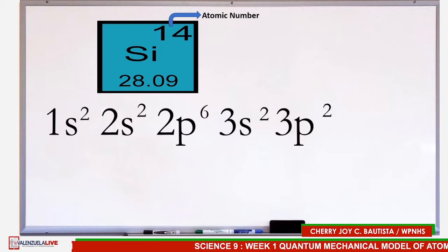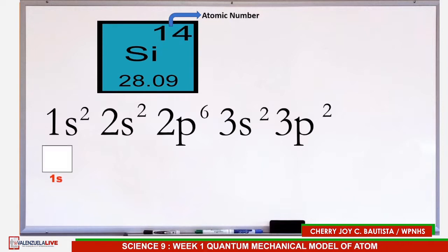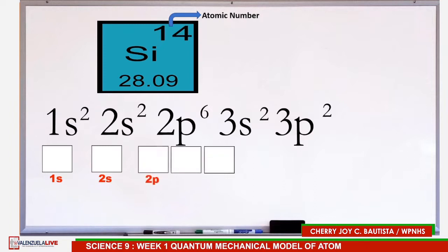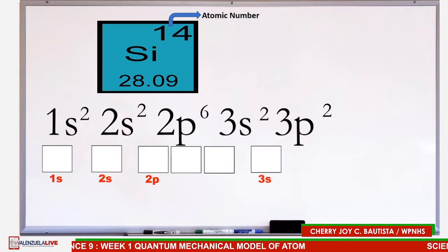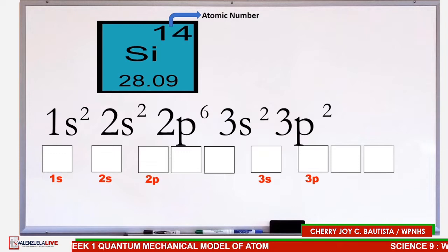The orbital diagram would be like this. Again, s has one orbital, so we have one orbital here. Another orbital for 2s2, then 3 orbitals for 2p6, 1 orbital for 3s2, and 3 orbitals for 3p2.